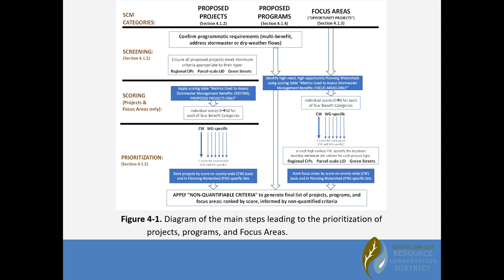So this is our diagram of the main steps leading to the prioritization of projects and programs through our plan. So you'll see three steps here, and the first is screening, and that's what we just talked about, ensuring that they hit these two main objectives and as many other additional benefits as possible. Then we go through a scoring, and this is a spreadsheet that the consulting team has created in Excel. And then this prioritization. So we won't go through all of this today, but this is all included in the draft. So I just wanted to give a brief image of the diagram.